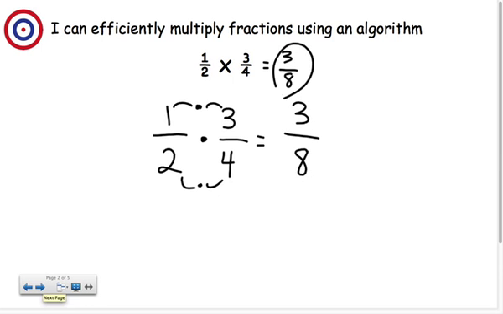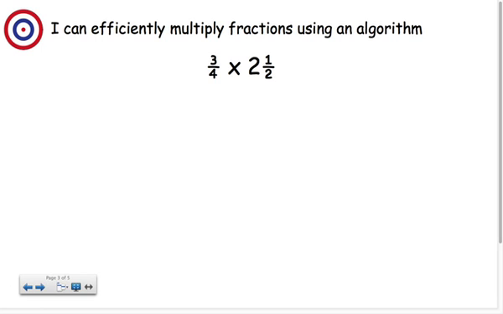All right, we're going to try another one here. This time we're going to be using a fraction times a mixed number. Now again, the algorithm for multiplication of fractions is to multiply across. What we're going to do this time though is change 2.5 into a mixed number. Well, let's see, the denominator is 2. 2 times the whole number of 2 is 4, plus 1 is 5. So 2.5 becomes 5/2. And I'm just going to bring down the 3/4 and multiply across.